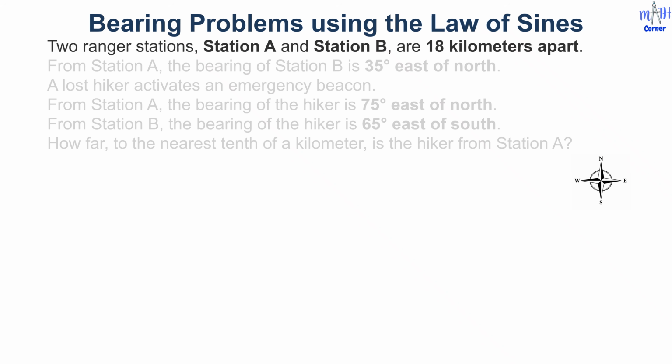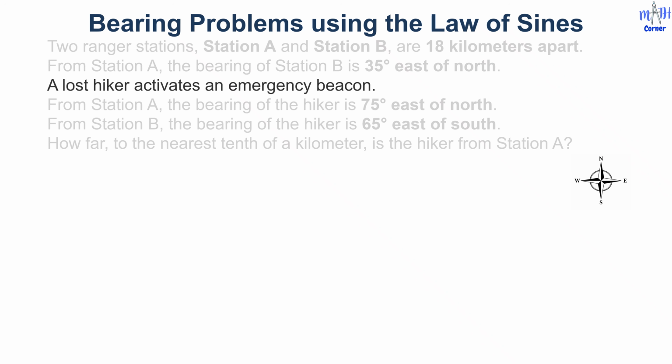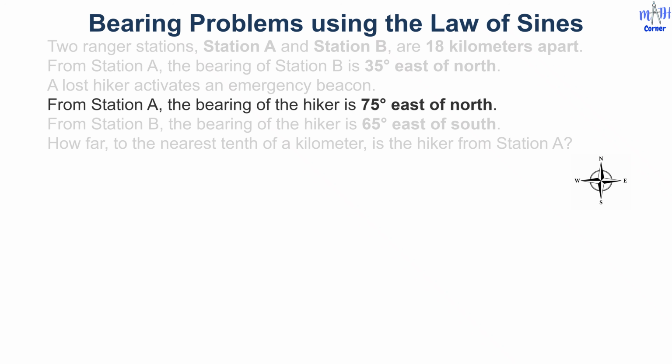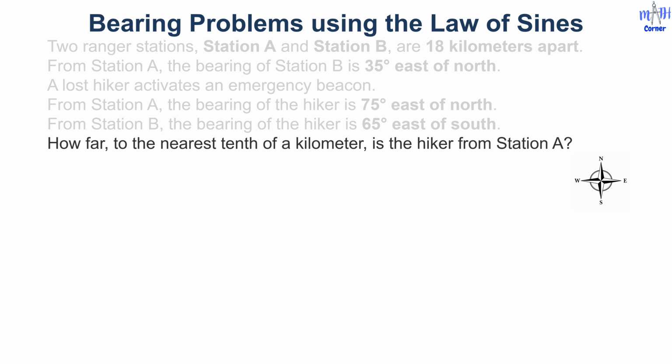Problem 2. Two ranger stations, Station A and Station B, are 18 kilometers apart. From Station A, the bearing of Station B is 35 degrees east of north. A lost hiker activates an emergency beacon. From Station A, the bearing of the hiker is 75 degrees east of north. From Station B, the bearing of the hiker is 65 degrees east of south. How far, to the nearest tenth of a kilometer, is the hiker from Station A?